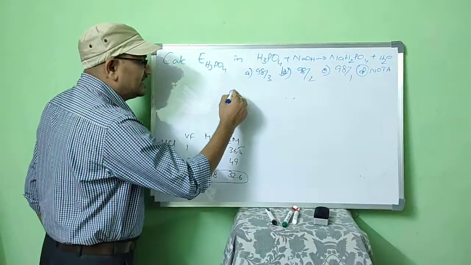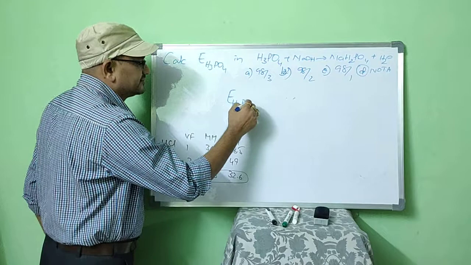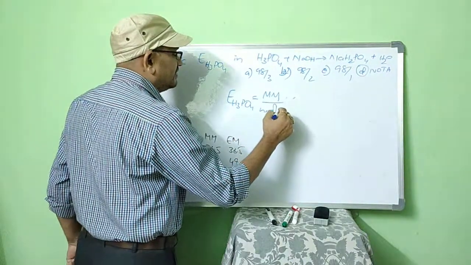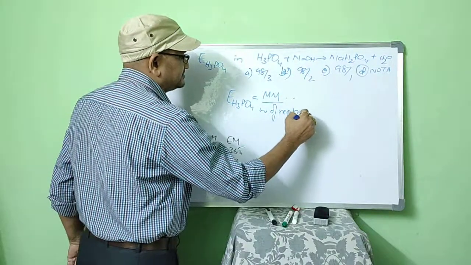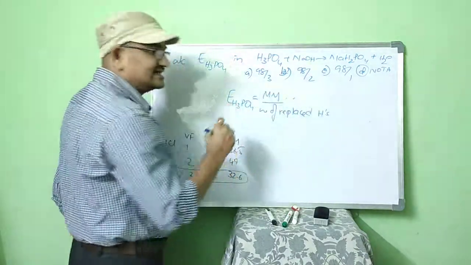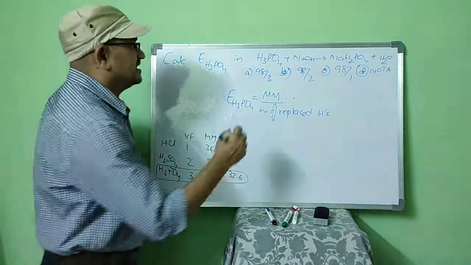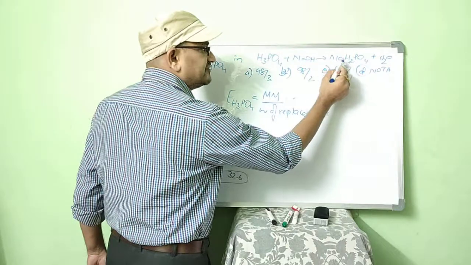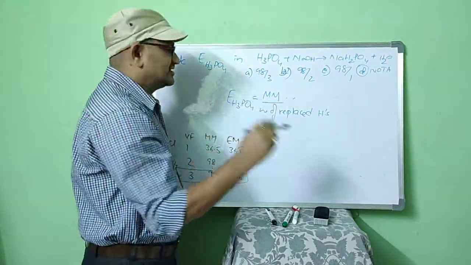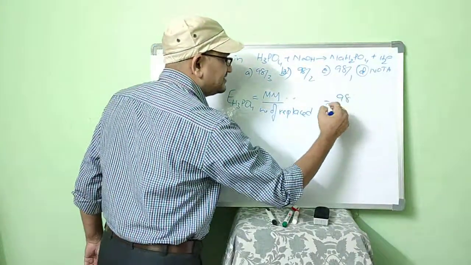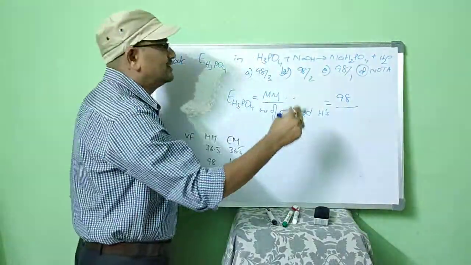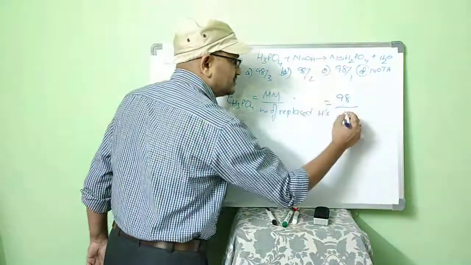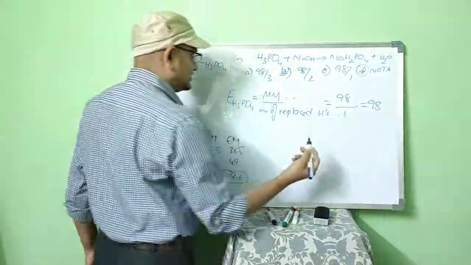In this case, the equivalent mass of H3PO4 is the molar mass of H3PO4 divided by the number of replaced hydrogens. Out of 3 replaceable hydrogens, how many were replaced? 2 are left, meaning only 1 is replaced. So instead of writing 98 by 3, we have to write by how many hydrogens were replaced. 1 H is replaced by 1 sodium. So it is 98 by 1, the answer is 98.